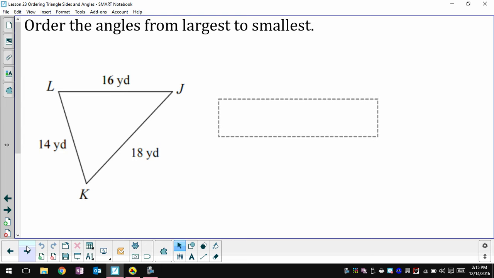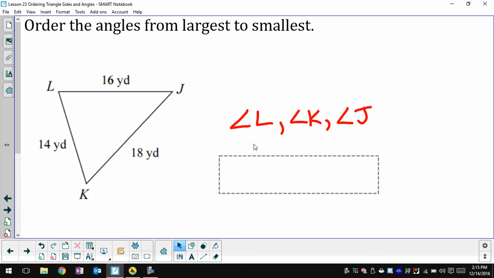So if we're given the lengths of the sides of a triangle, without knowing how many degrees are in each of the angles, we could still list them from largest to smallest, or smallest to largest. In this case, we're going to list them from largest to smallest. So KJ is my longest side. L is across from it. So that's my largest. LK is my shortest side. J is across from it. That's my smallest. K is somewhere in the middle.